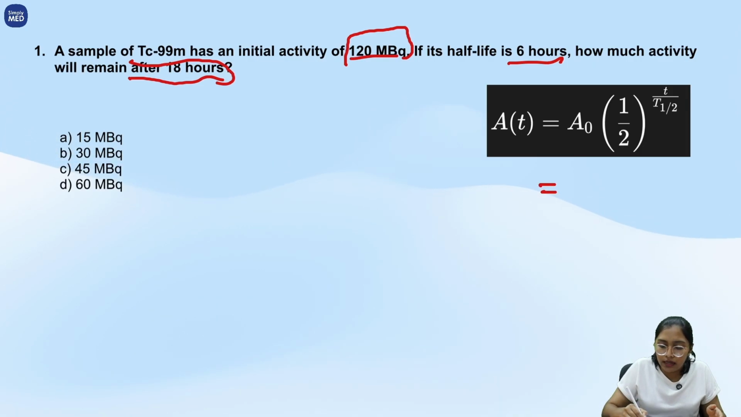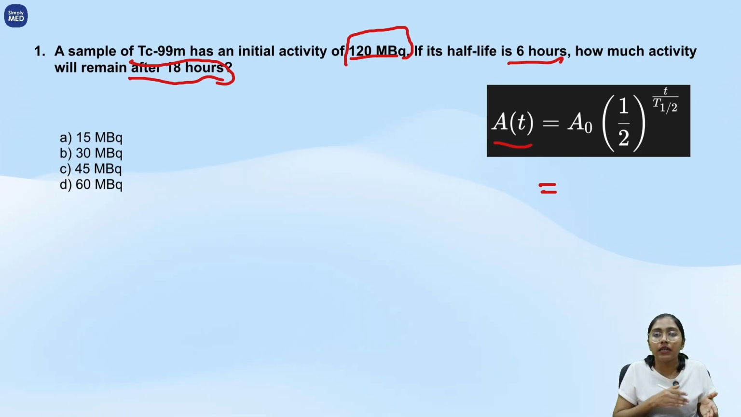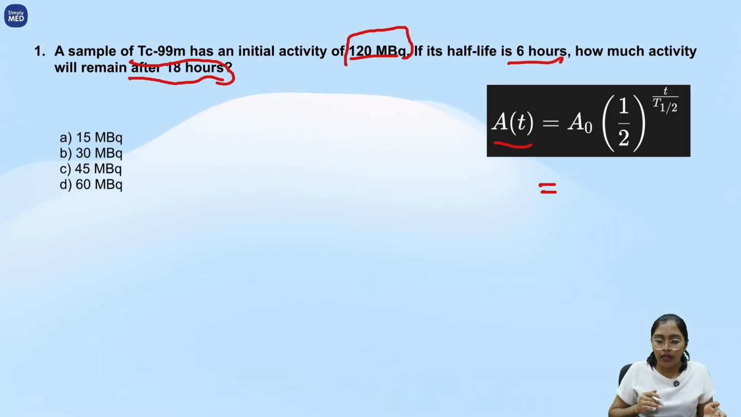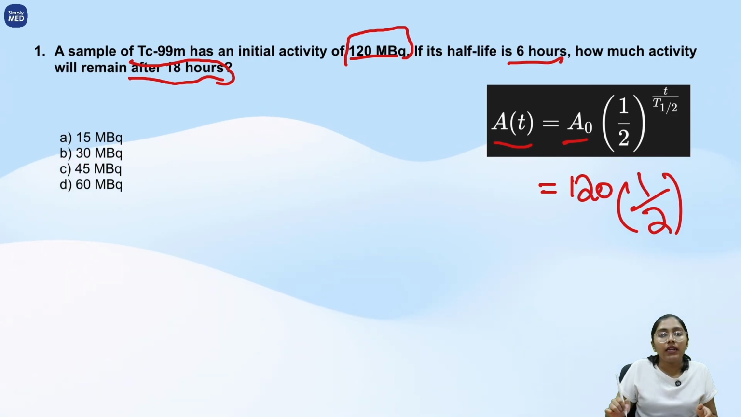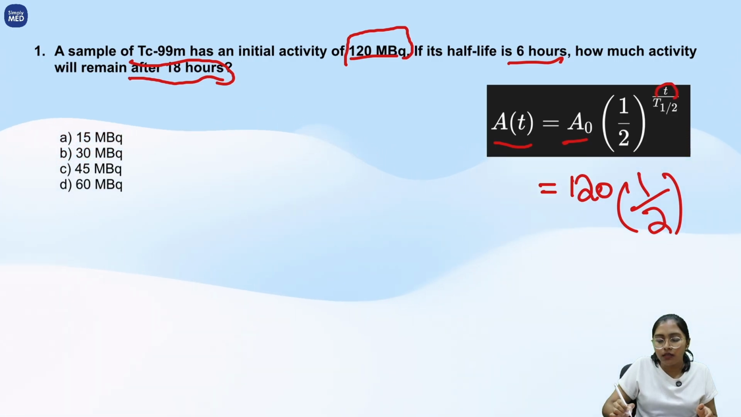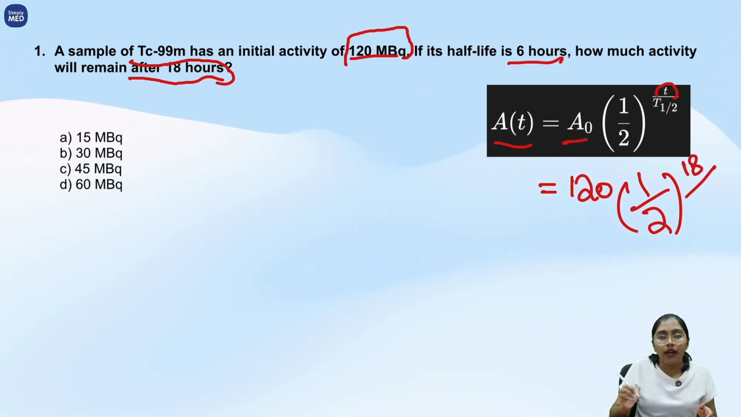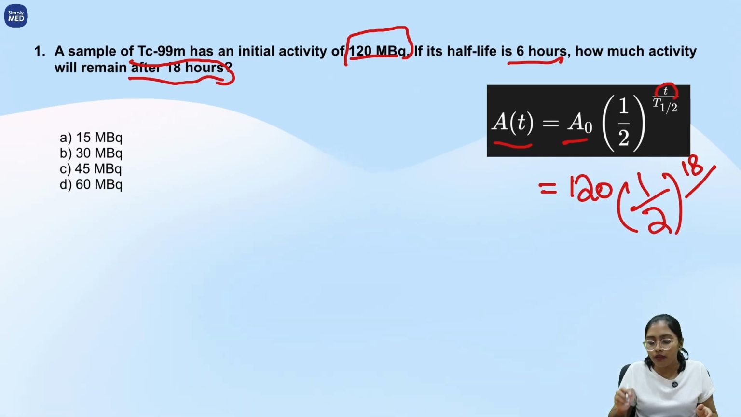The first thing, A_T. A_T means how much activity remains after a time period t, which is exactly what we have to find here. The question asked for activity remaining after 18 hours. So that is A_T. Now A_0 or A naught is the initial activity. Initial activity here is 120 millibecquerel. So 120 into 1 by 2 to the power of t by T half. Here the small t is the time taken, which is 18 hours, divided by T half, the half-life, which is given as 6.